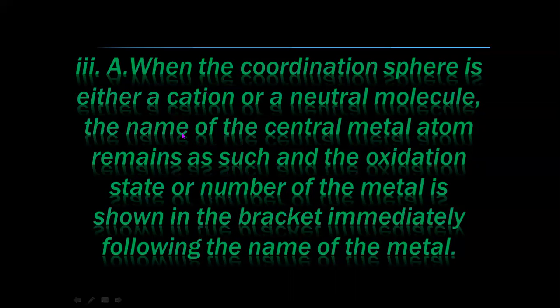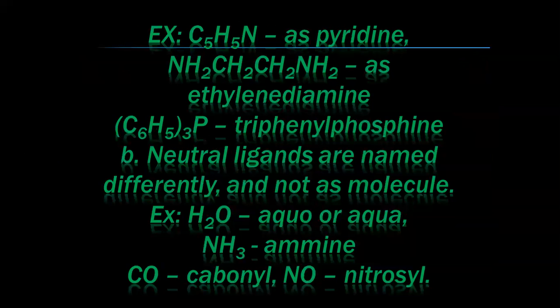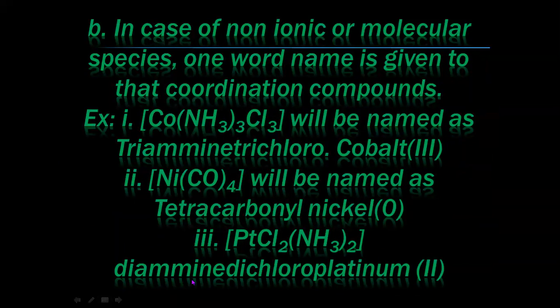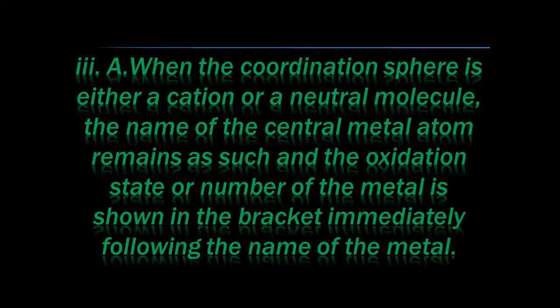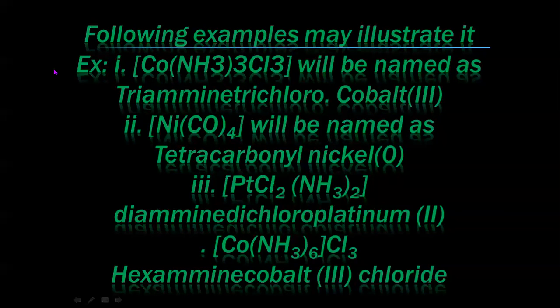Or chromium will be written as chromium, but we have to show the oxidation number of that metal atom or ion in brackets, and that should be written in Roman numerals, as we had here in one of the examples: diamminedichloroplatinum(II), triamminetrichlorocobalt(III), tetracarbonylnickel(0). In this way, we have to write the name of the metal as it is, and then show the oxidation state of the metal. Here also we have certain examples.